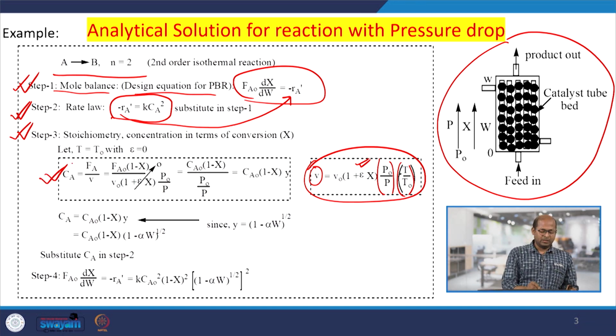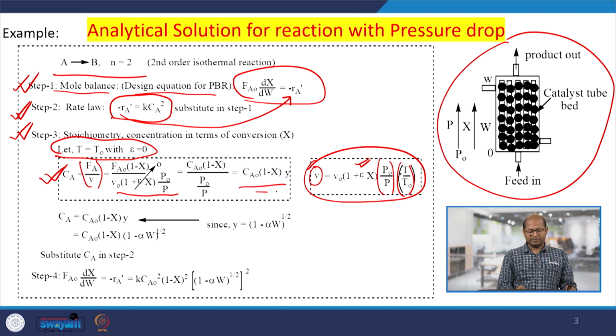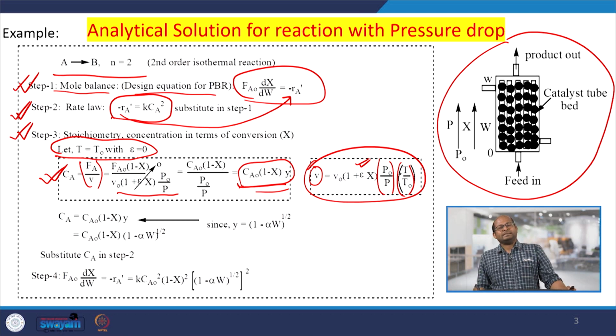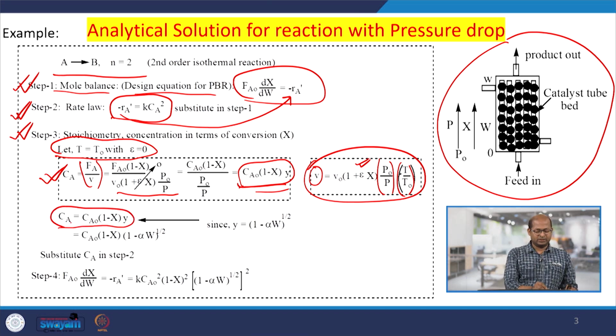Now if we consider an isothermal reaction condition, concentration we can express in terms of F A by small v, the volumetric flow rate. After that, we can express this as C A naught times 1 minus X times y. Here y is the pressure ratio, P by P naught, X is the conversion, and C A naught is the initial concentration of the reactant. These equations come from the stoichiometry, relating concentrations, conversions and pressure drop.